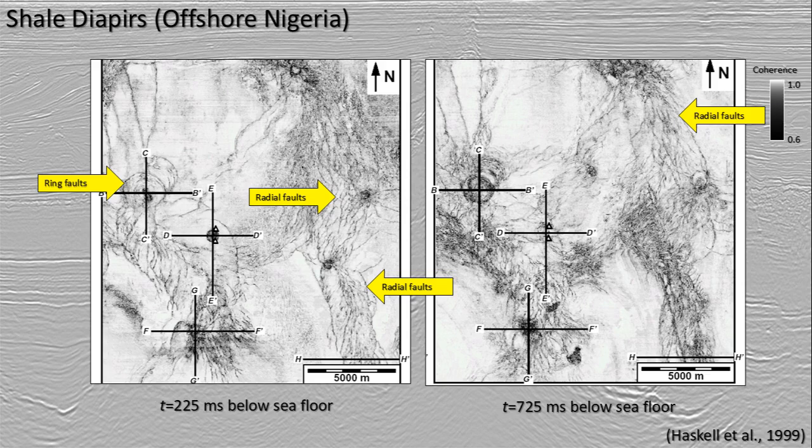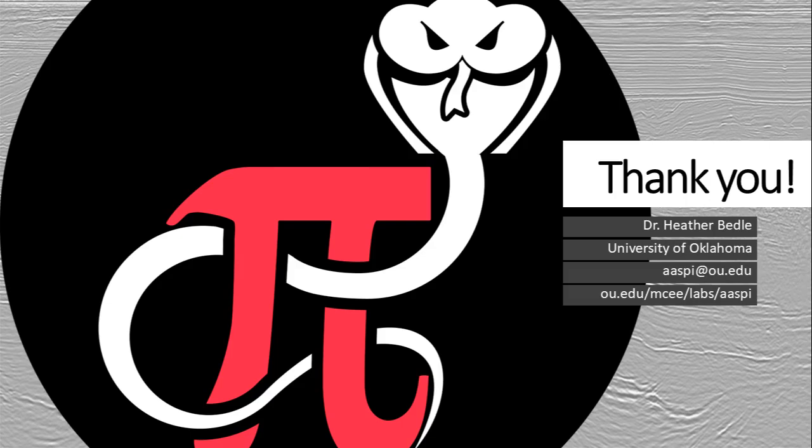Zooming in a little bit, we can now see at two different time slices the radial faults at different depths, which are really crucial for understanding the structural dynamics and evolution of the shale diapirs in this region. And so I want to mention here that running these coherence volumes just takes a couple of minutes, so it can provide you with so much more insight really quickly.